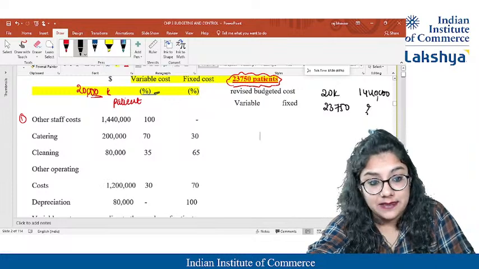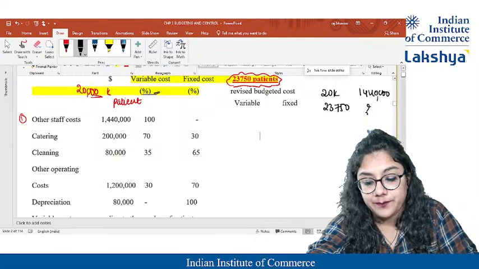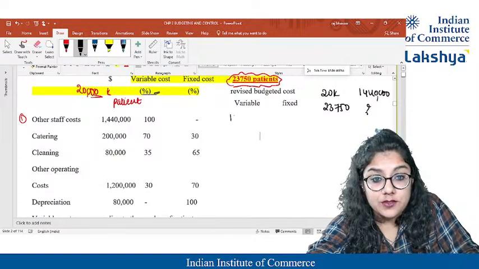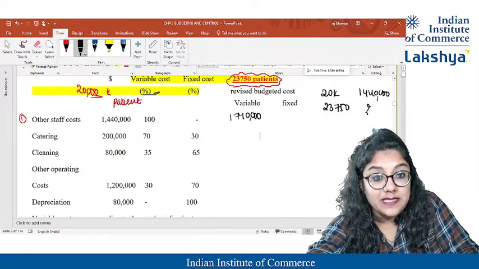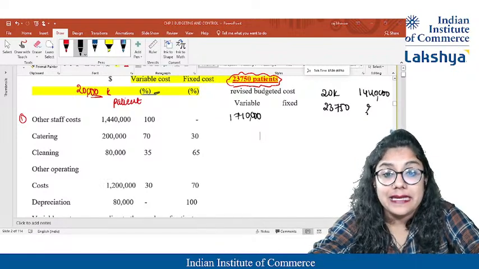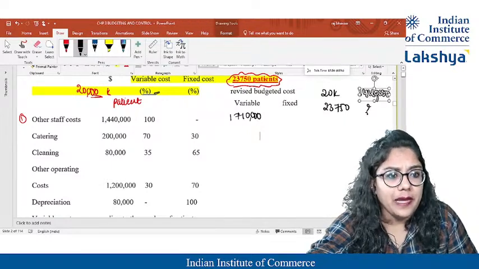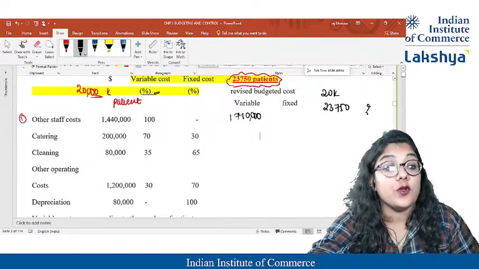So please do it: 23,750 into 14400 divided by 20. Are you getting something around variable cost of 17,10,000? Yes. Okay. Then guys, if you check the catering cost, this is your first answer. I think it's clear. I'm just deleting these things for your variable stuff only.